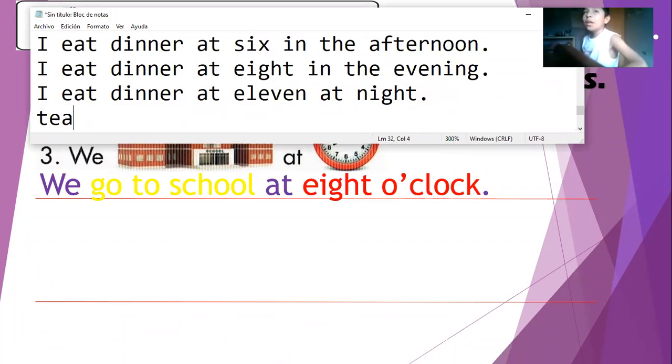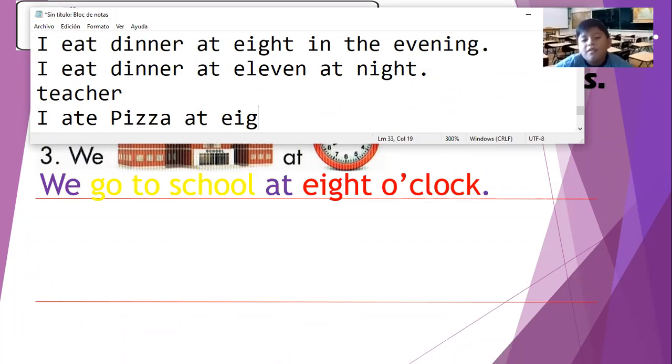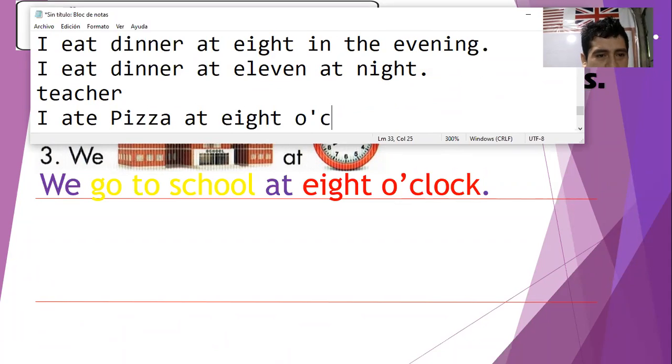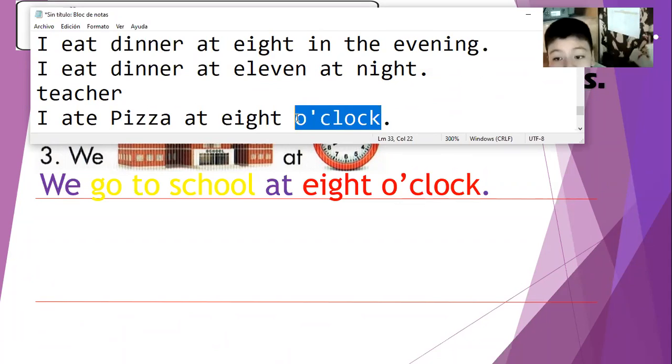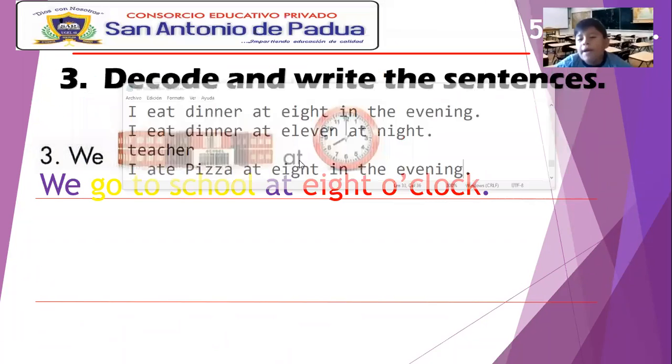Ayer comí pizza a las 8. Oh, the set. Very good. Excellent. You say, I ate pizza. I ate pizza at 8 o'clock. Ayer también comí pizza. Oh, delicious. Good. At 8 o'clock. Yes. Yo comí pizza a las 8 de la noche. At 8 o'clock. At 8 in the evening, ¿no? De la noche. Good. At 8 in the evening. Good. Come on. Let's continue, please.